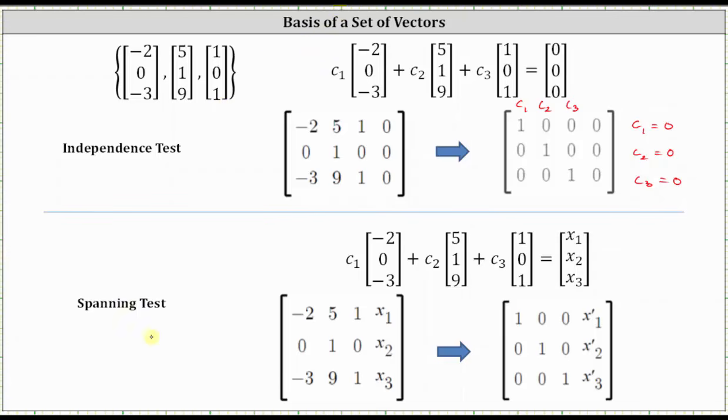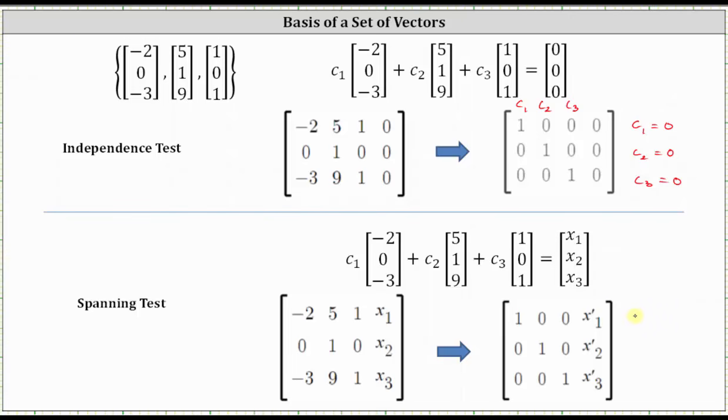Similarly, for the spanning test, again, the only difference is we set the linear combinations equal to any vector in R3 with components x1, x2, and x3, form the augmented matrix, and then write the augmented matrix in reduced-row echelon form. Again, where x prime 1, x prime 2, and x prime 3 would be the constants formed by performing the row operations to write the augmented matrix in reduced-row echelon form.